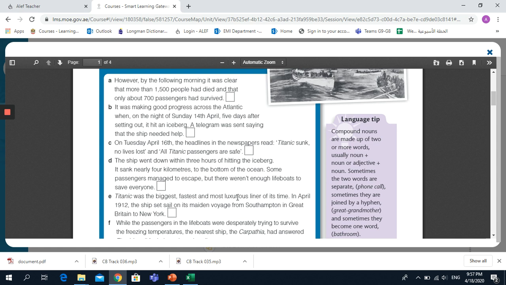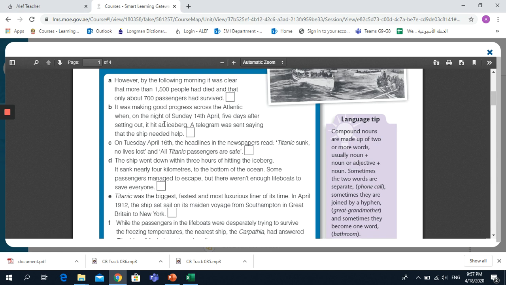What about the second? What do you think is the second paragraph in this story? Very good. It is paragraph B. It was making good progress across the Atlantic when on the night of Sunday 14th of April, 5 days after setting out, it hit an iceberg and the disaster happened. So this is the second part.